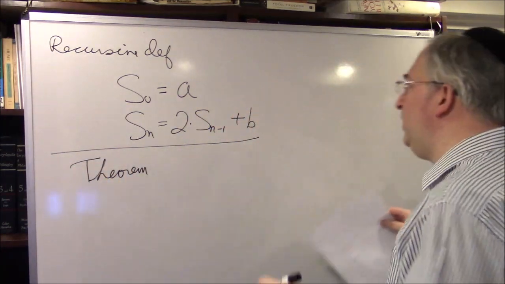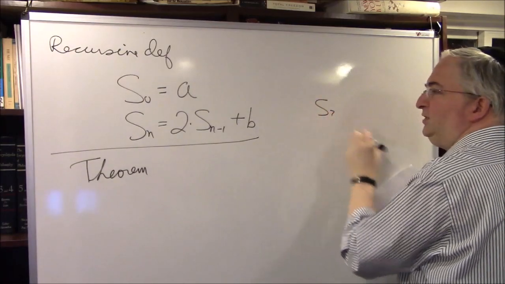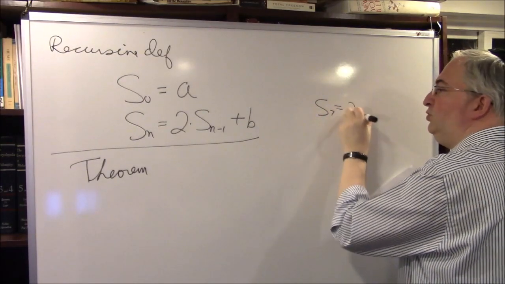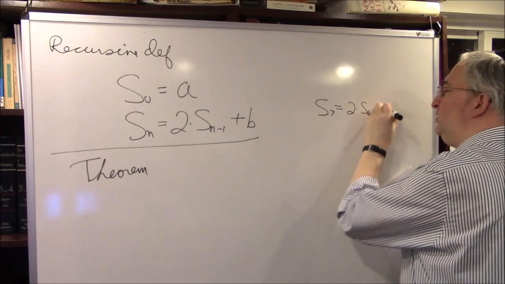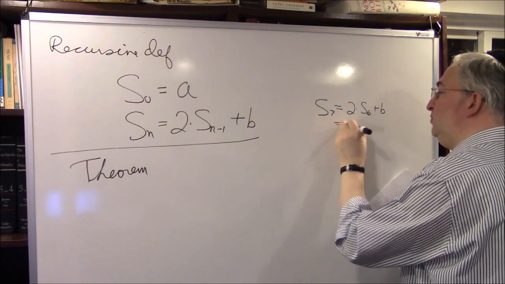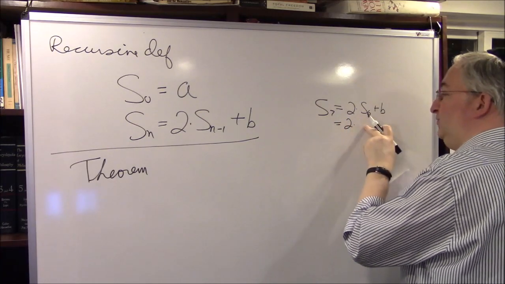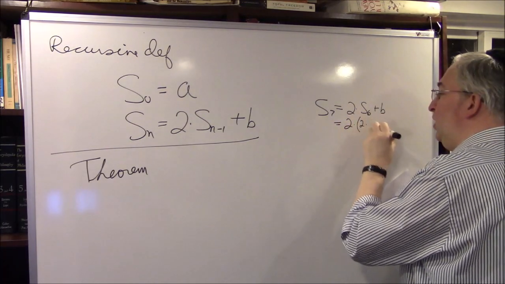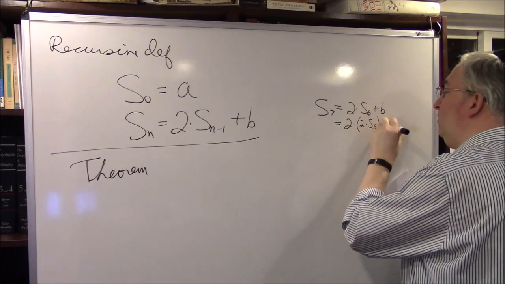By the way, if I wanted to figure out what S of 7 is, this is equal to 2 times S of 6 plus B. Okay, great. What's S of 6? So this is equal to 2 times S of 6, which is equal to 2 times S of 5 plus B.